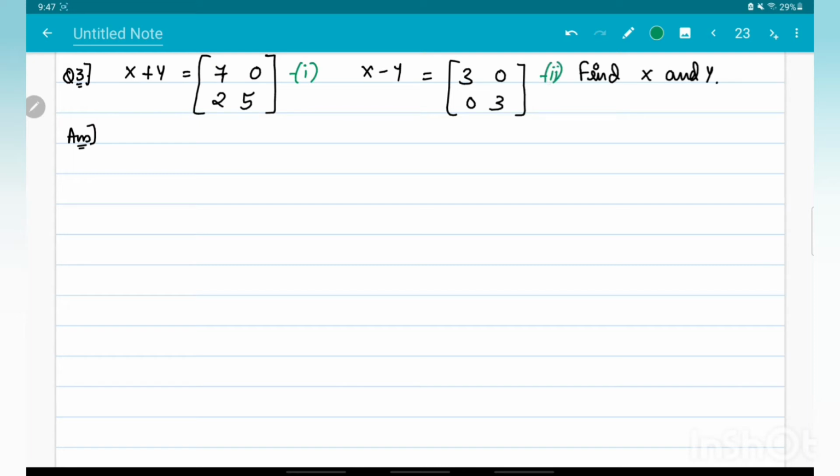In your 10th class you must have solved these kinds of equations. Suppose they gave you something like x plus y is equal to 5 and x minus y is equal to 3. When they give you such equations and ask you to find the values of x and y, what you basically do is the substitution method or the elimination method.